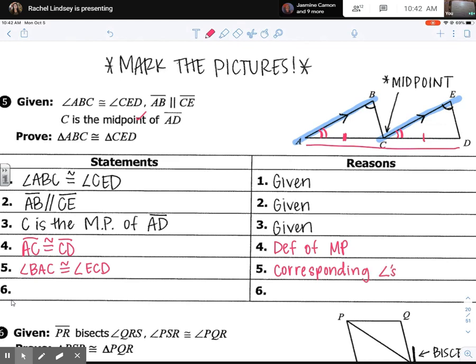And then my proof always goes last. So triangle ABC congruent to triangle CED. And how would I know that? Two angles and a side. Is it angle, side, angle, or angle, angle, side? Angle, angle, side.